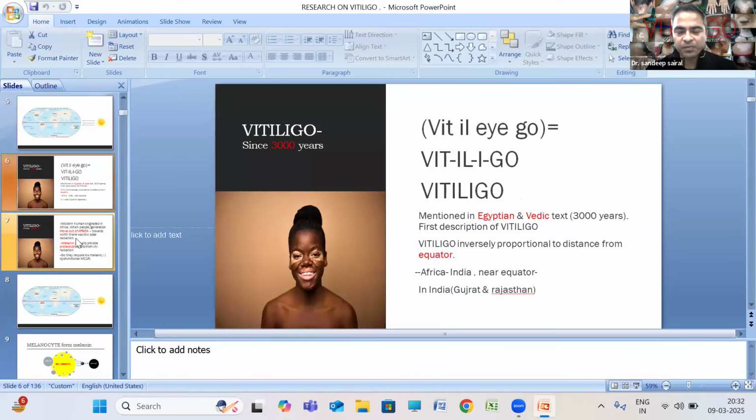Now, the correct pronunciation is vitiligo. The first description of vitiligo is in Egypt and the Vedic text around 3000 years ago. Vitiligo is inversely proportional to the distance from the equator. Means when you move away from the equator, the frequency of cases of vitiligo slightly decreases. Now, more cases will be found around Africa and India, that's near the equator. And in India, it will be more in Gujarat and Rajasthan.